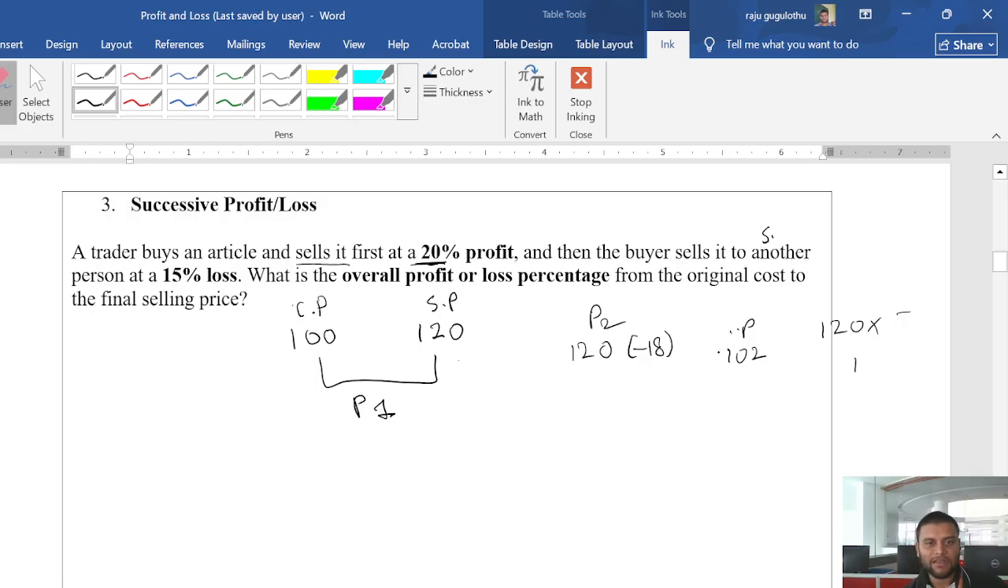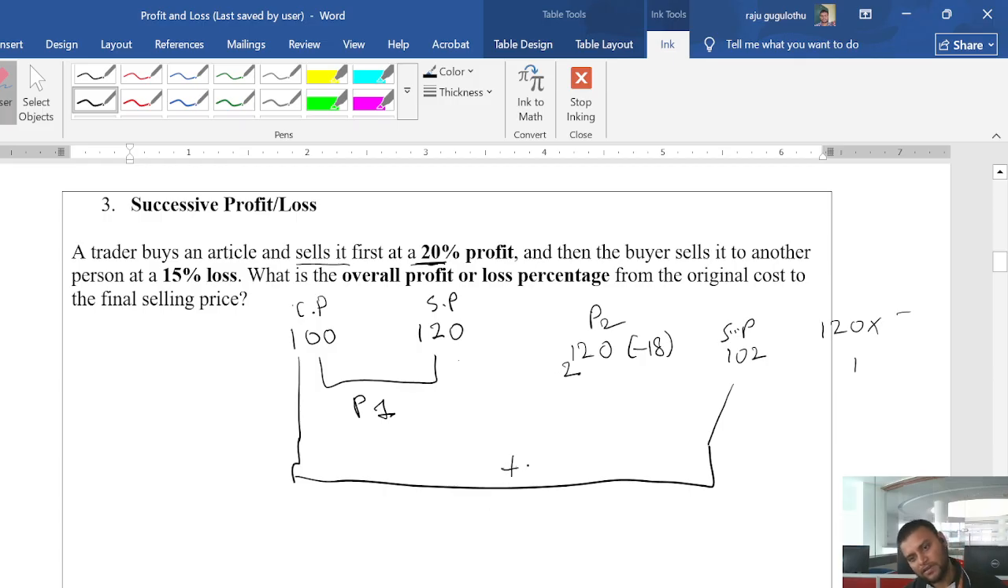And the question says, from the first case to the second case, how much is the profit or loss? Firstly, we have bought at 100 rupees and now it is finally sold at 102 rupees, indicating a plus 2 rupees profit. In the whole transaction, we are having a 2 rupees profit.